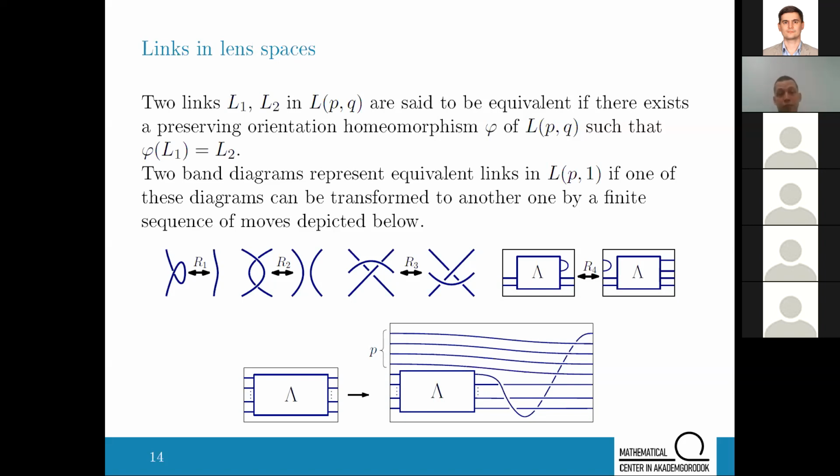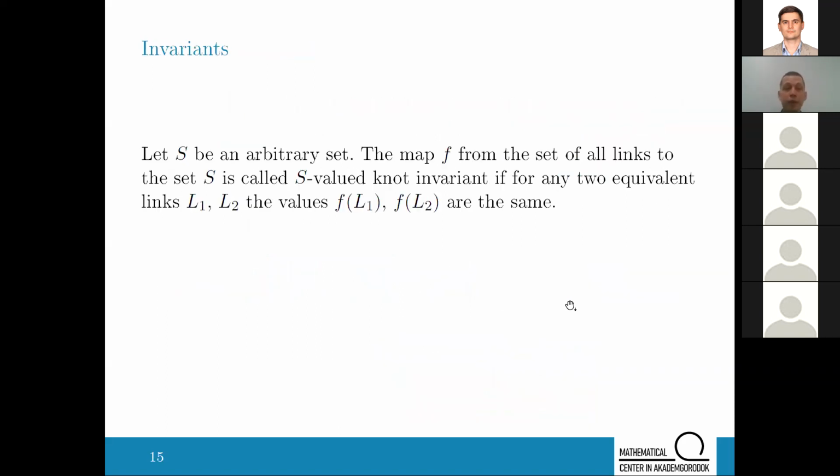That is the definition of equivalent links, like when two band diagrams represent equivalent links. They represent equivalent links if and only if one of these diagrams can be transformed to another by these moves. And of course, if you have an equivalence relation, we have a knot recognition problem. And one of the main tools to solve the knot recognition problem is to construct invariants.